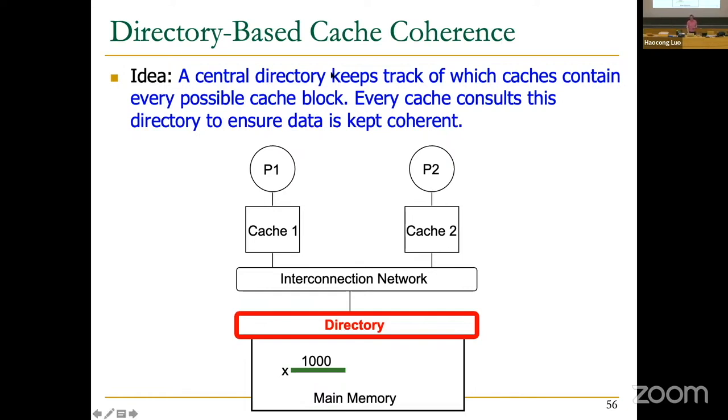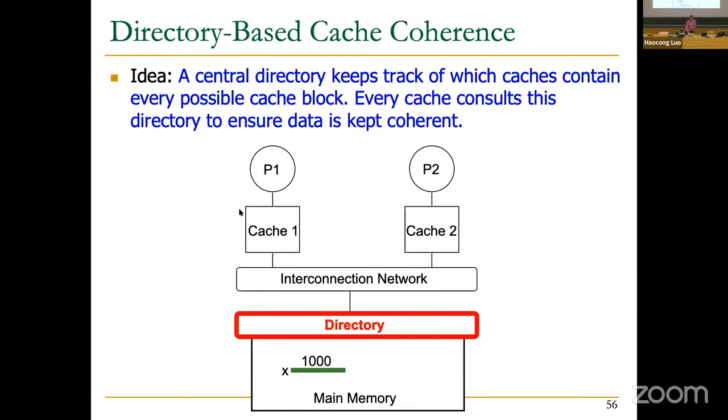Essentially, imagine a central directory that keeps track of which caches contain every possible cache block. Every cache, before doing something to the cache block, consults this directory and asks for permission. Basically, I want to write to this cache block X. Can I do it? It basically goes to the directory. In this case, it's next to the main memory, but the directory can also be cached, actually, next to the caches. So that's very fascinating. You can cache the directory that provides cache coherence. So caching is so powerful. This thing is huge. And if you take the computer architecture course, you'll calculate the size of it and you'll see that it's huge.